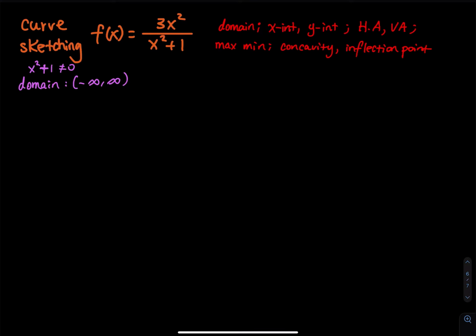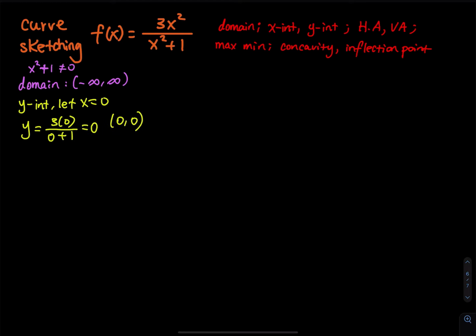And then y-intercept, I'm going to use different colors to divide this up. So y-intercept, you're going to let x equal 0. So y equals 3 times 0 squared over 0 plus 1, so that equals 0. So (0, 0) is my y-intercept.